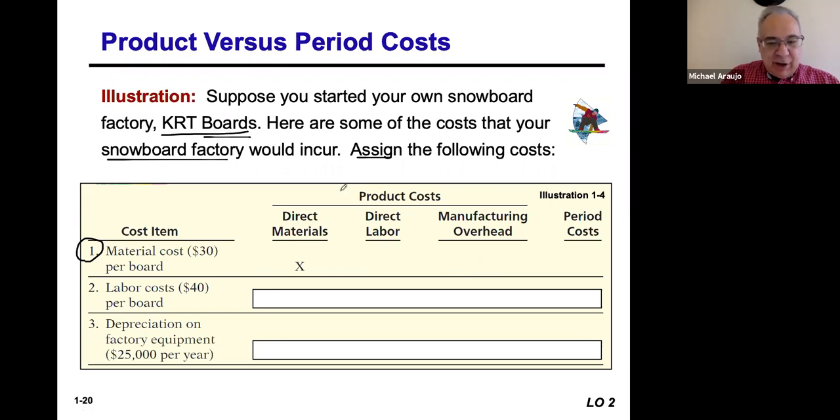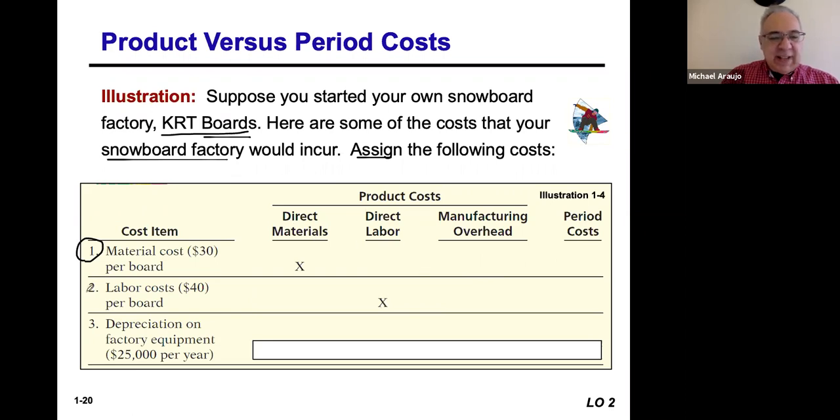It's a product cost. It's a direct material. Okay. Labor cost per board would have been $40. How would you classify that? Well, that's also a product cost. It's direct labor. So you would stick it under direct labor. We all catching on? These two are easy.